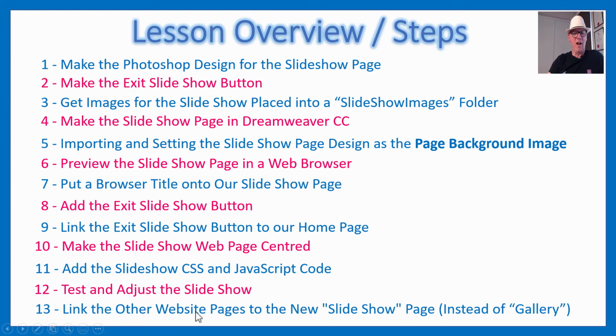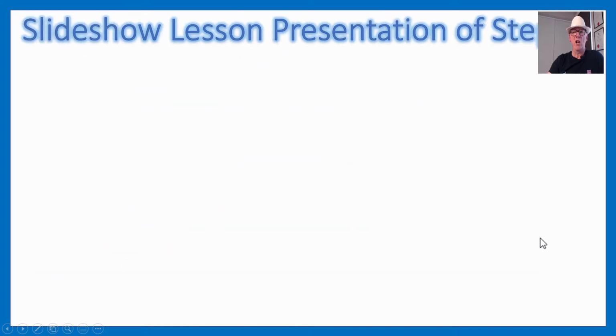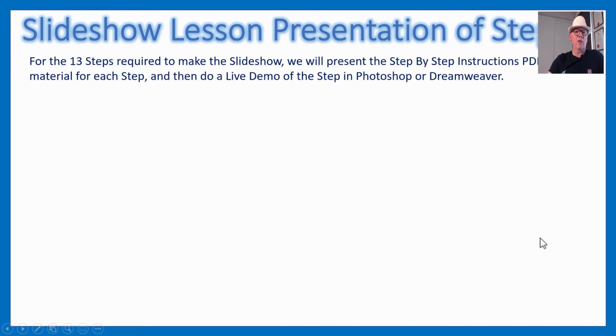And then we need to link our other website pages so they don't go to the gallery page anymore. They go to our new slideshow page that we've made, which is going to replace that gallery page. Now, for the 13 steps, 13, that's unlucky for some people, but it'll be lucky for you because it's going to be great. We'll present them.